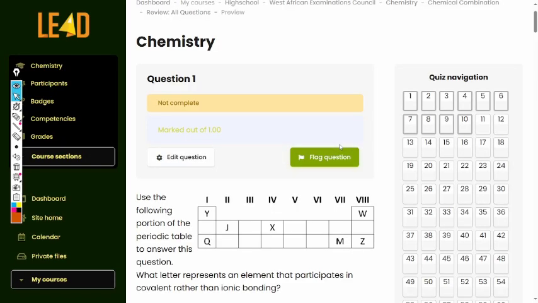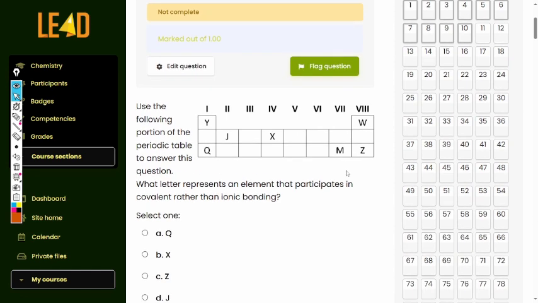So here we have questions on chemical bonding, and we'll walk through the questions together. Question 1. Use the following portion of the periodic table to answer this question. Which letter represents an element that participates in covalent rather than ionic bonding?